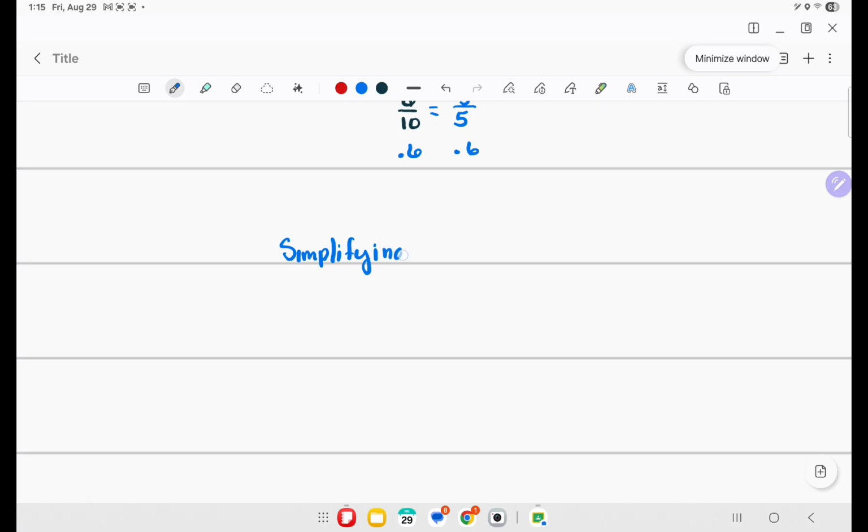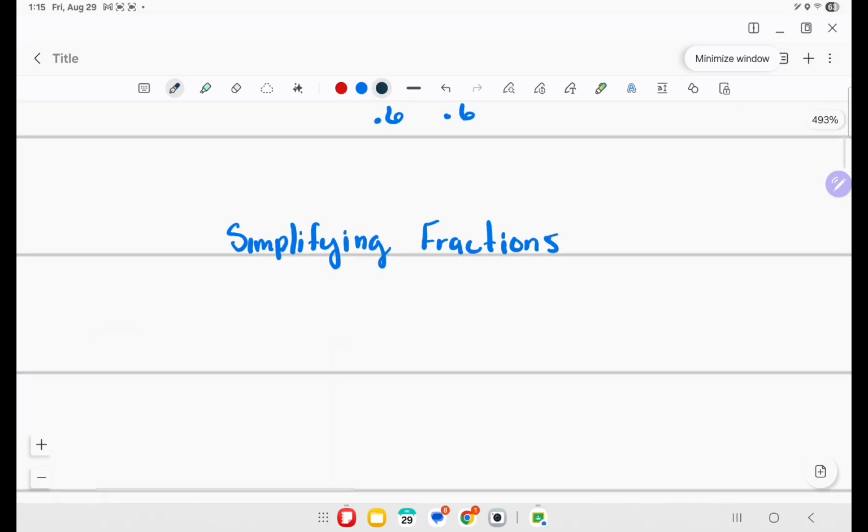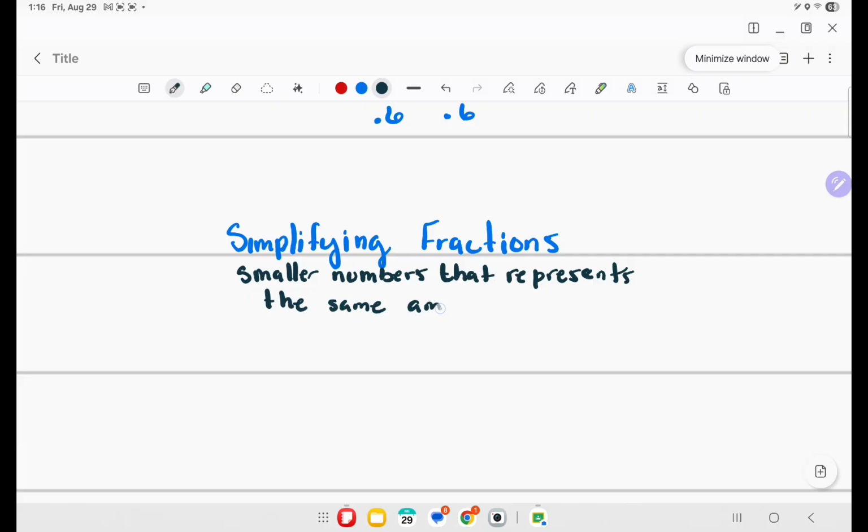Simplifying fractions. Get all the notes you can today. You'll use this on Wednesday too. Simplifying fractions. Simplifying fractions simply means smaller numbers that represent the same amount. All right.